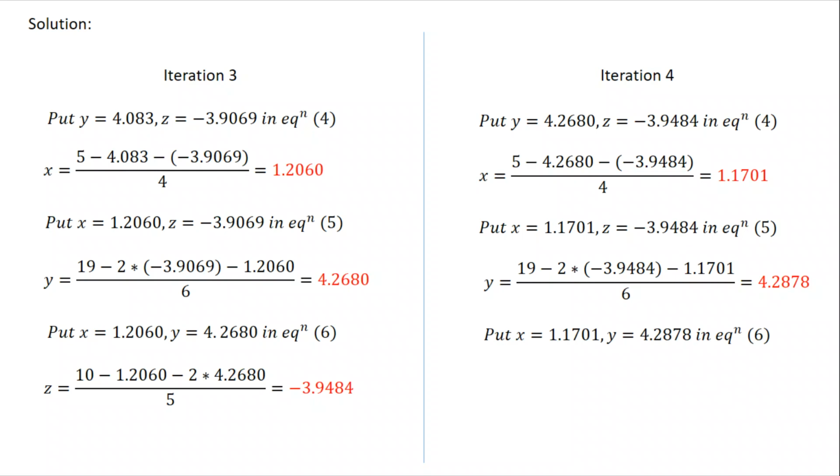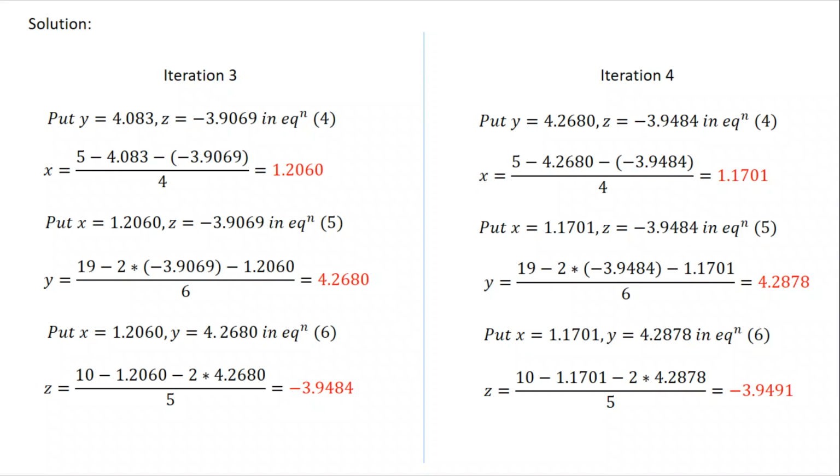So put the values of x and y from iteration 4 in equation number 6. Then equation 6 becomes 10 minus 1.1701 minus 2 into 4.2878 upon 5 is equal to minus 3.9491.